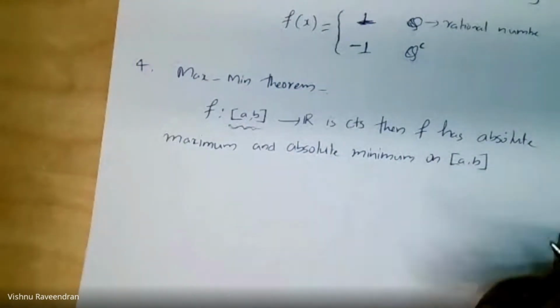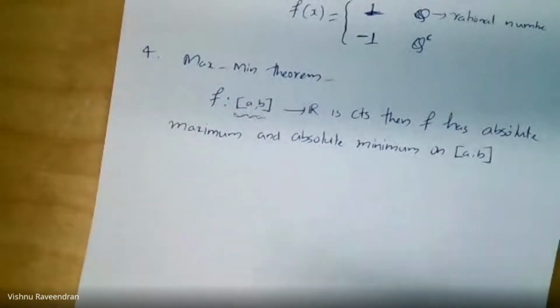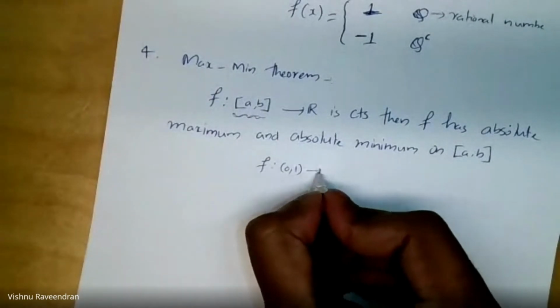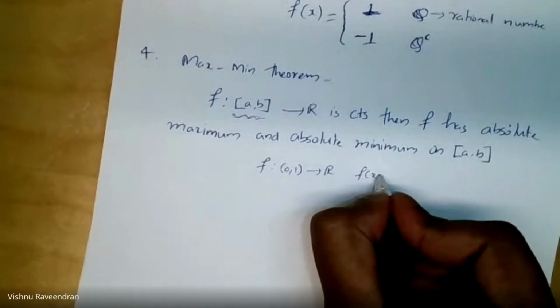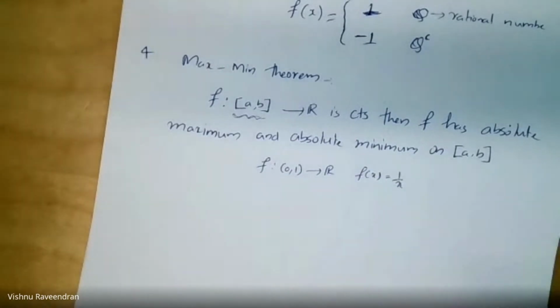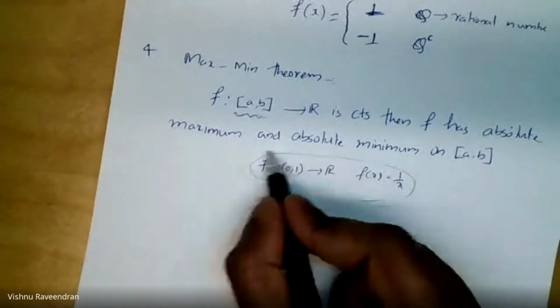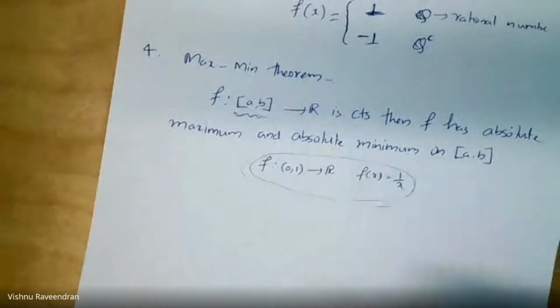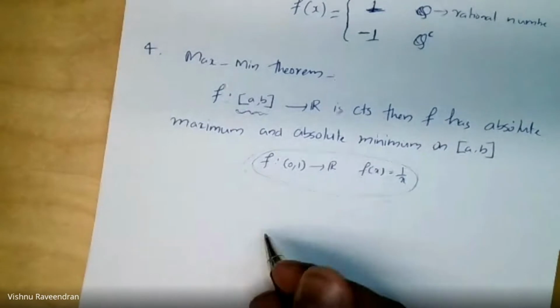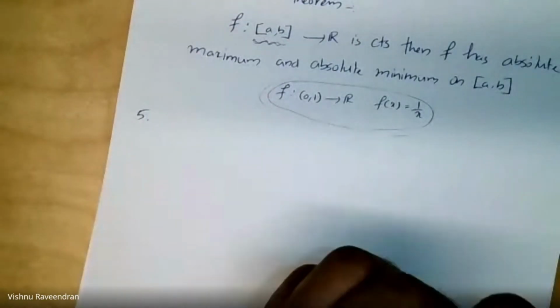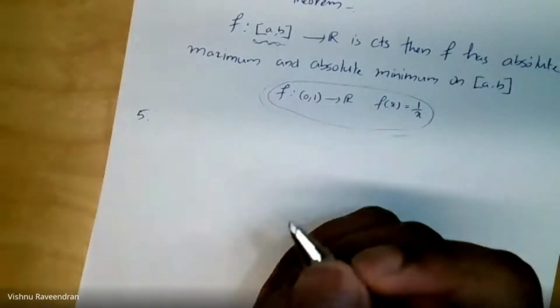Otherwise, you can always find some counterexample, such as you define f from (0, 1) to R, f of x equal to 1 by x. So this function does not satisfy the maximum minimum condition. Okay, so now let's look into another theorem.